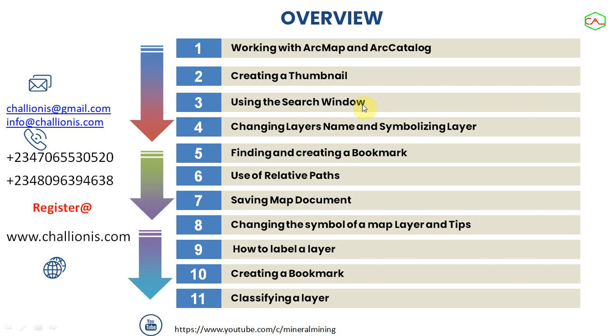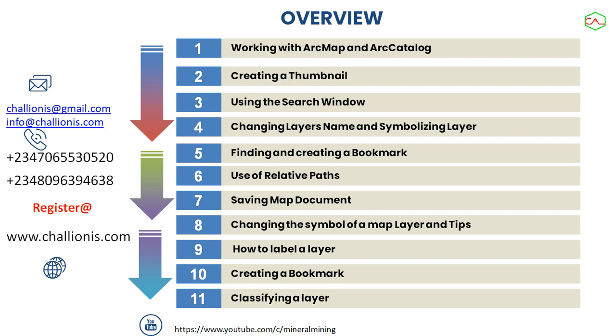So you have to learn how to use the search windows to search for any data and all that, then changing names of layers and symbolizing the layers, and finding and creating a bookmark. Then the essence of use of relative paths, which is very, very important. When you don't actually check your relative paths, sometimes when you change your data from their location, you find it difficult actually to connect back.